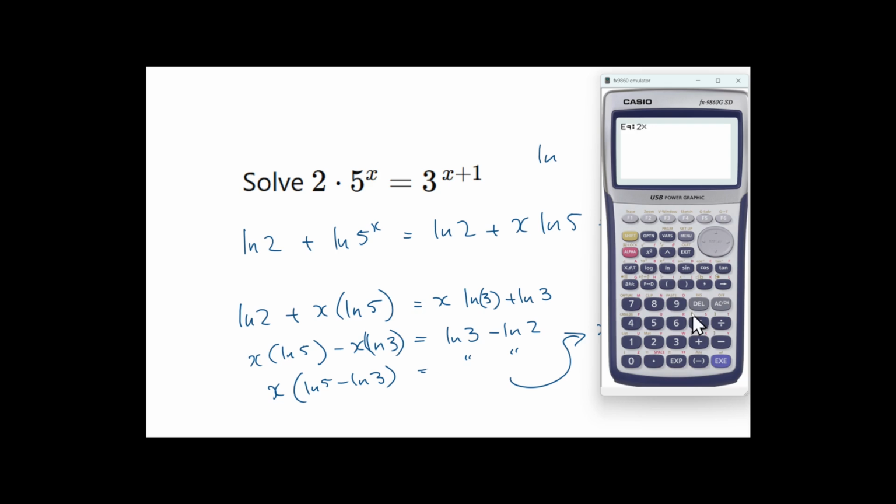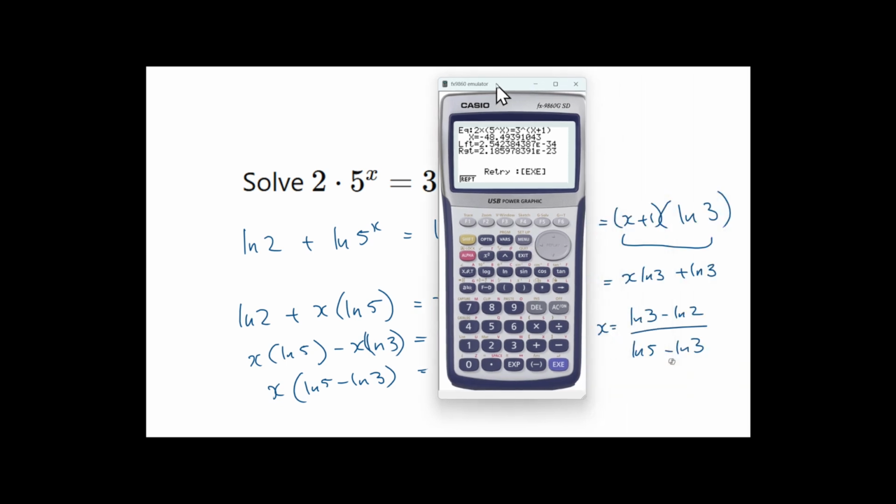So 2 times 5 to the power of x equals 3 to the power of x plus 1. Can it do it? Can do it. Oh, look at that. There we go. There's our answer. But it's also going to be that as well. Or is it?